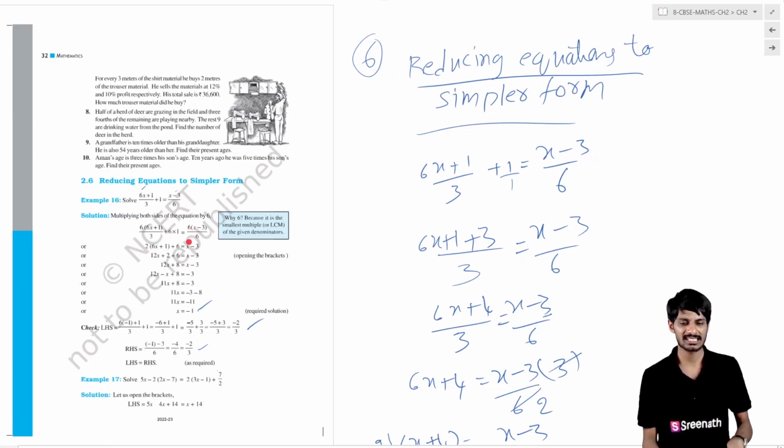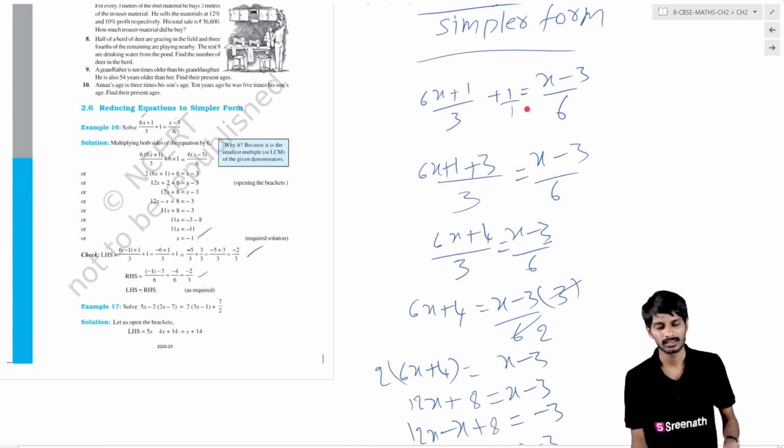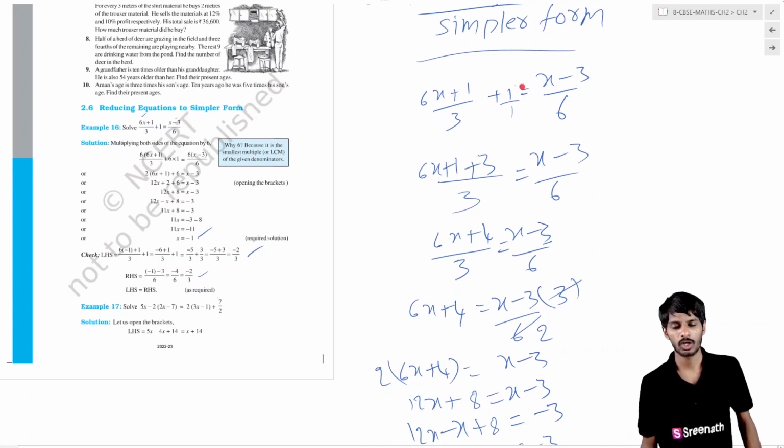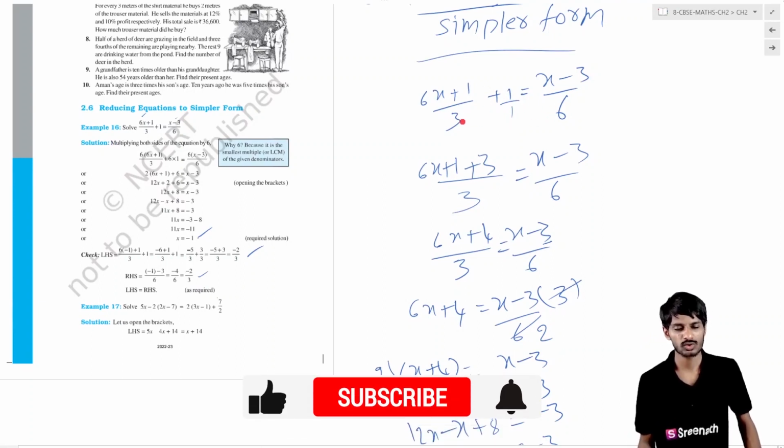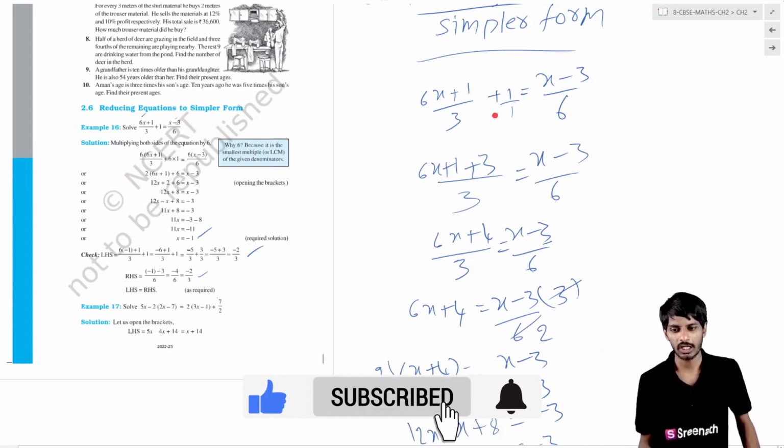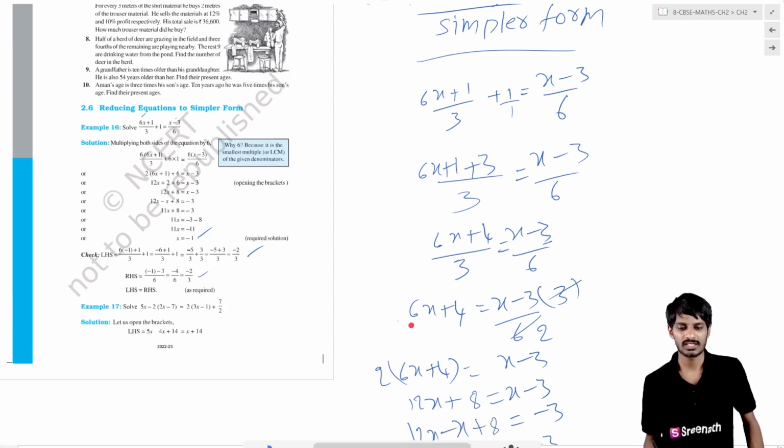This is also somewhat similar, just here you have variable terms on both sides. You have to simplify by transposing, shifting, or by finding the LCM. Here we have found the LCM. After that, we have transposed all these values.